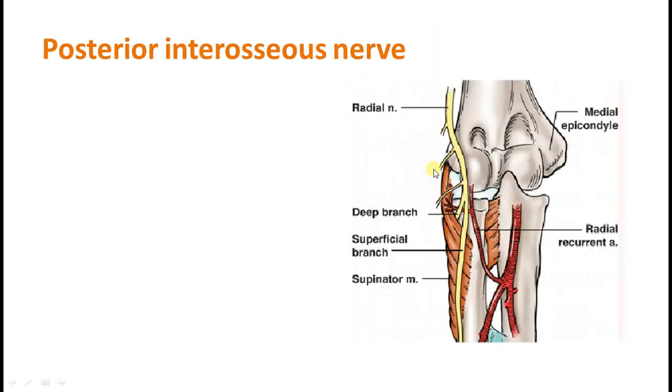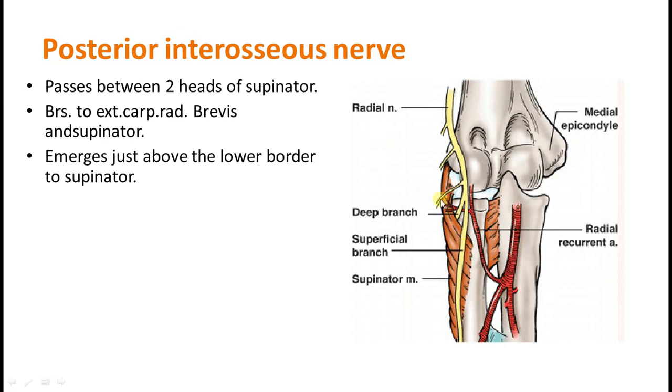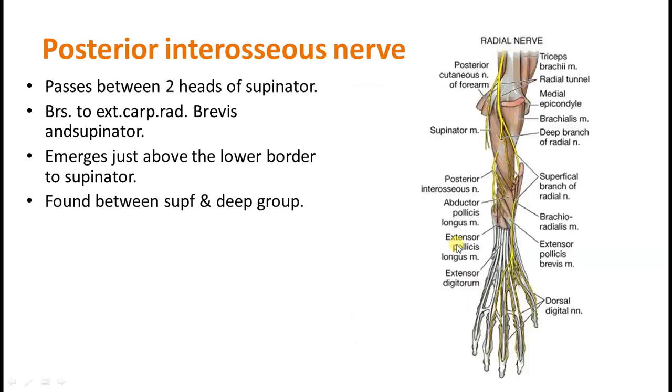So now coming to the nerve of the posterior compartment, it is the posterior interosseous nerve. So the posterior interosseous nerve is a branch from the deep branch of radial nerve. It enters by passing between the two heads of the supinator, and it is going to give branches to the extensor carpi radialis brevis and supinator muscle also. Then it emerges from the lower border of the supinator. Throughout its course, after emerging from the supinator, it is present between the superficial and deep group of muscles.